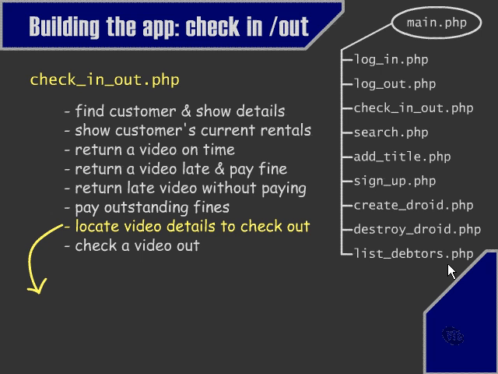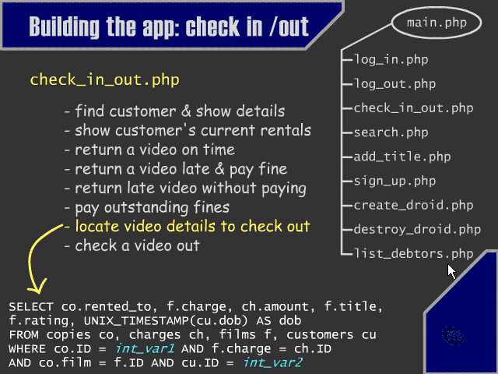We also need to be able to locate video details in order to check out. To do this, we pull out from the copies table, the charges table, the films, and the customers table. And again, we're using a UNIX_TIMESTAMP function, and this is to get the customer's date of birth. This allows us to make sure that the customer is getting out a video that's suitable for their age group.